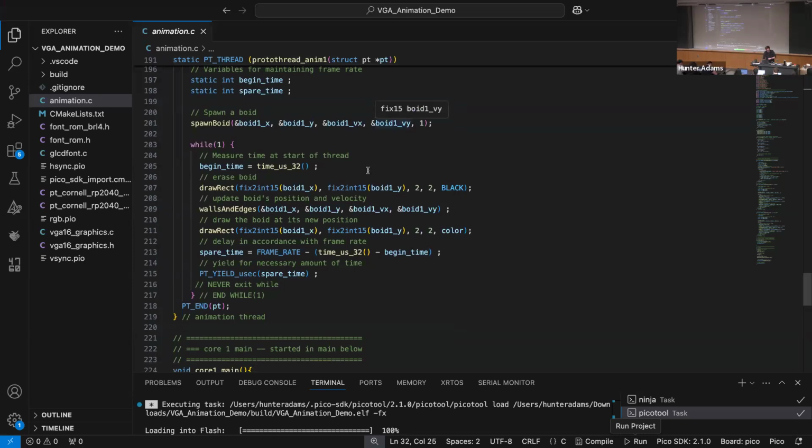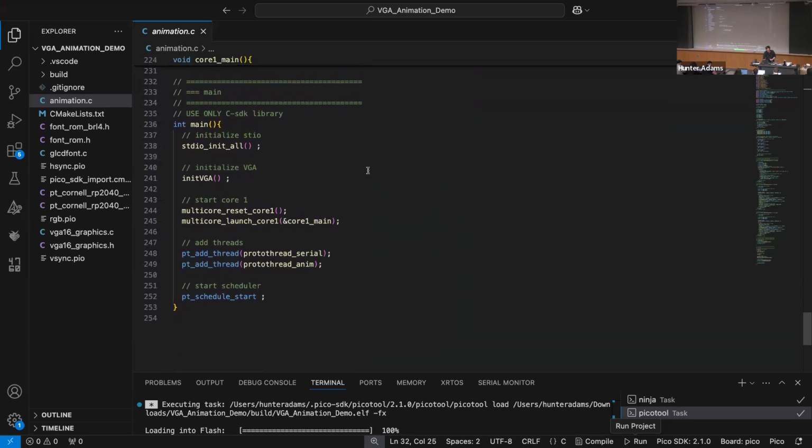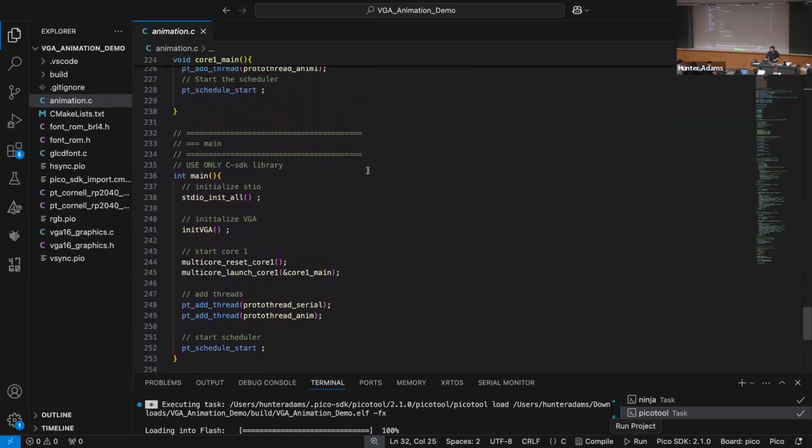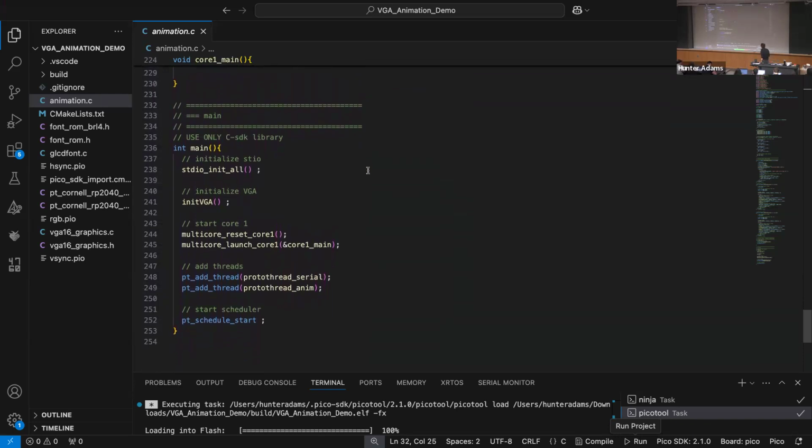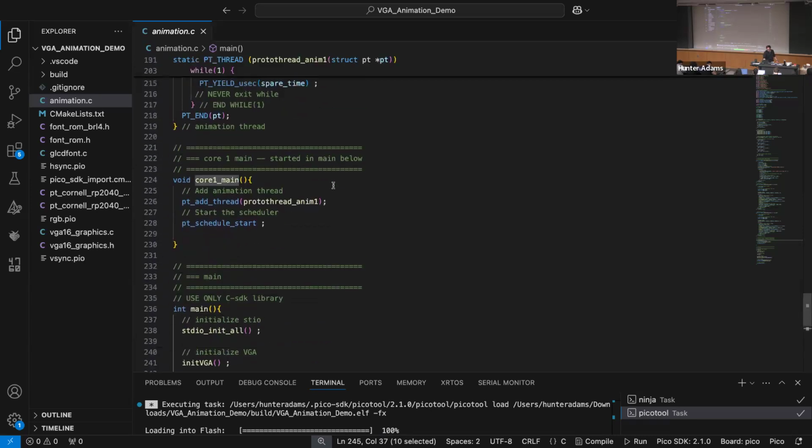And then the last thing that I'll just point to here is how do you actually deploy this second core? We'll talk about this in more detail, but let me just give you a teaser because it's alarmingly easy. If we want to launch code on the other core, we can reset it by way of a C SDK function, and then we can launch core 1 by way of a C SDK function. The only argument that this takes is a pointer to the function that we want to use as main on that other core. So we're pointing it to this function, core1 main. Note, all main on the other core is doing is adding a thread to the scheduler and starting the scheduler.